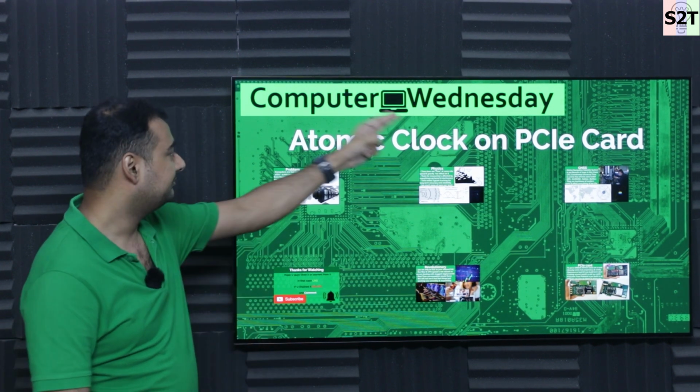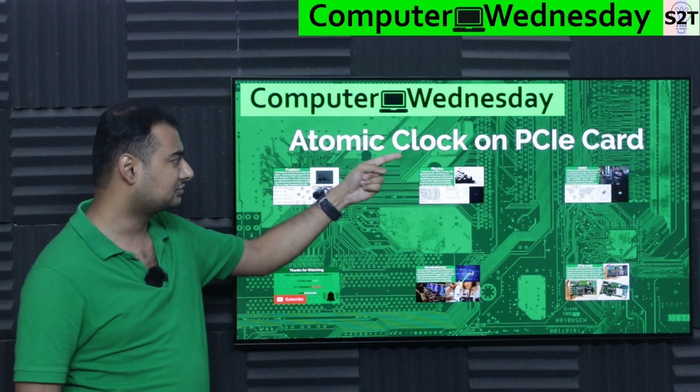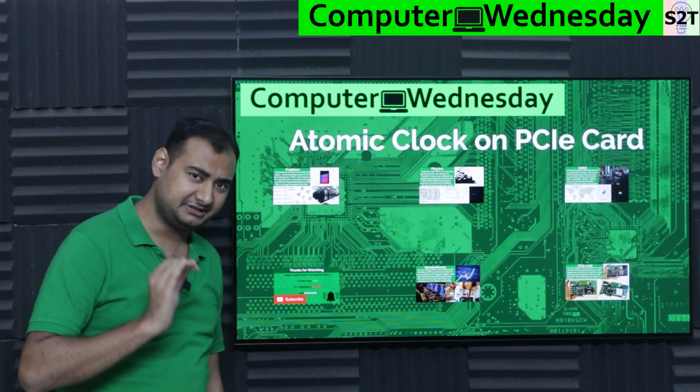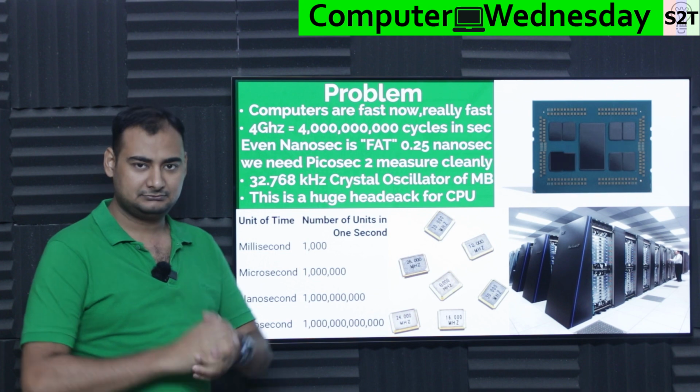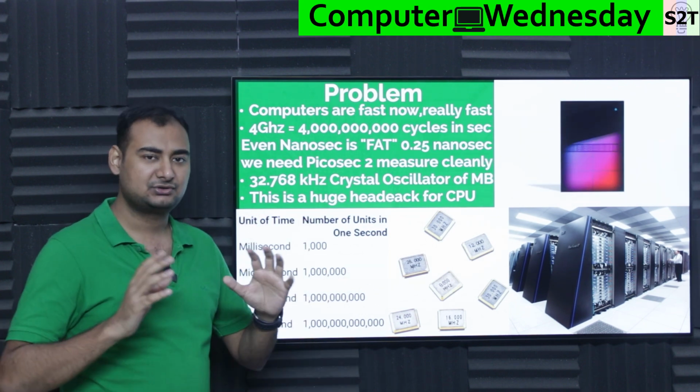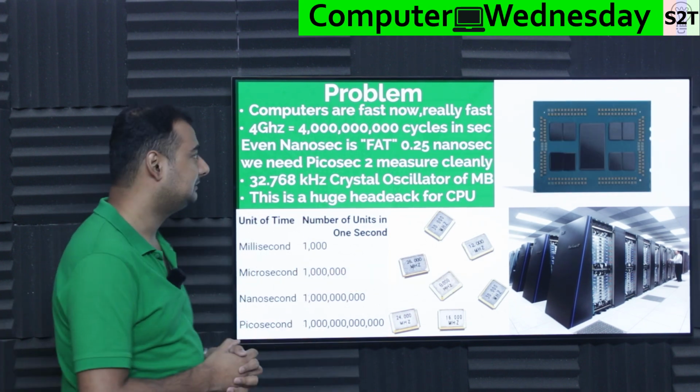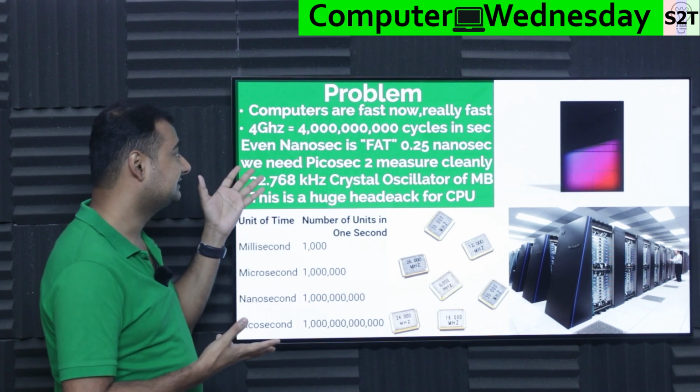In today's show, Computer Wednesday, we're gonna talk about atomic clocks on PCI cards. So let's dive deep into it. Many people have already covered this topic, so I want to cover why exactly we are bothering with this. Well, first is the problem. What exactly is the problem?